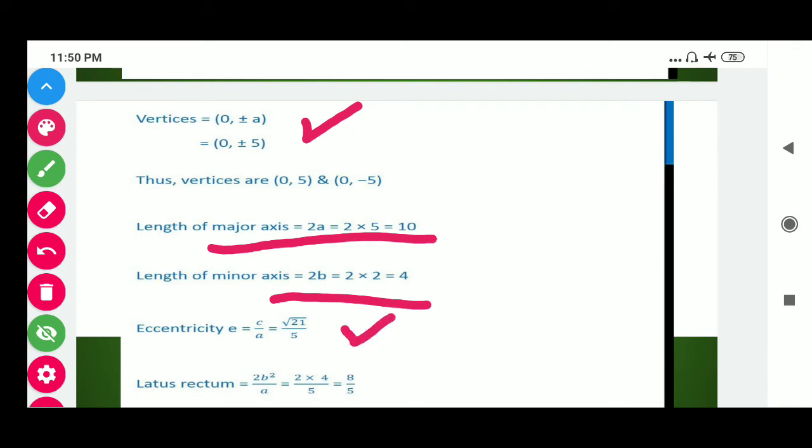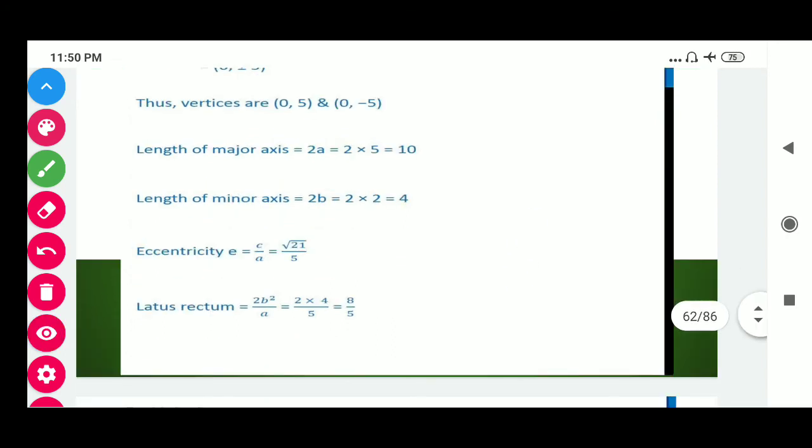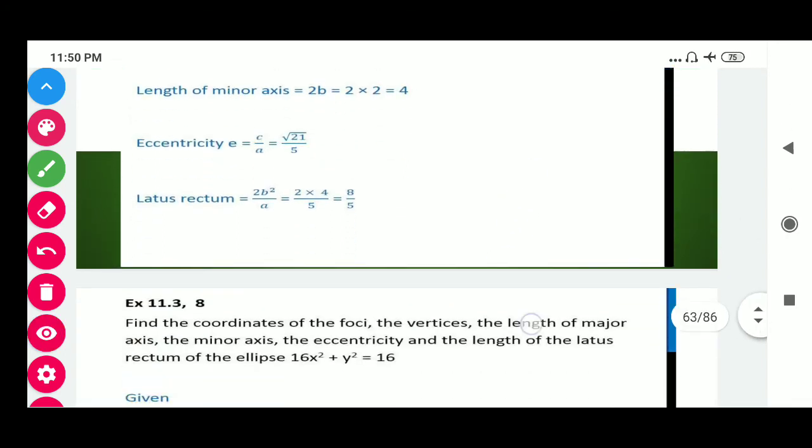Students, you have found the values of a and b, you simply have to put them in the formulas to get the answer. Here the latus rectum is 2b square over a, and the value of b is 2 and a is 5. So in this way we get the answer 8 over 5. So students, this is very easy.